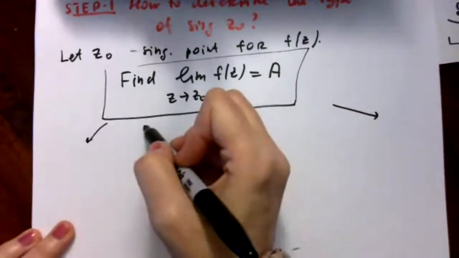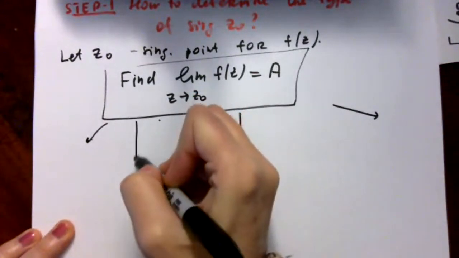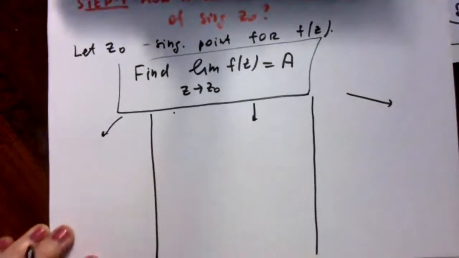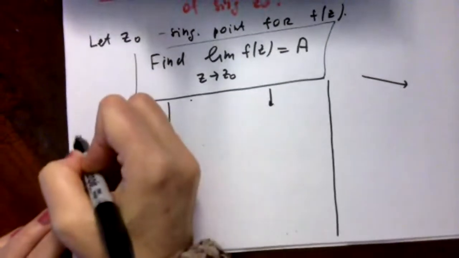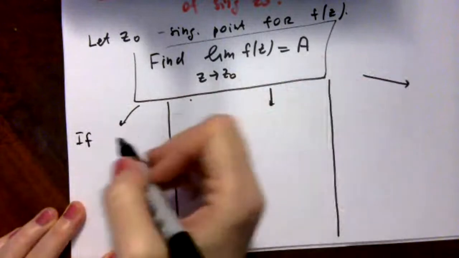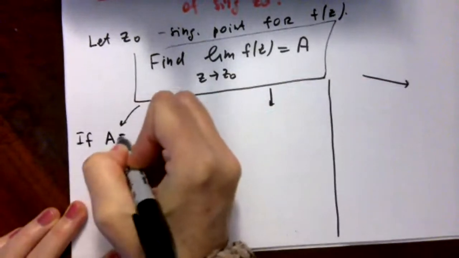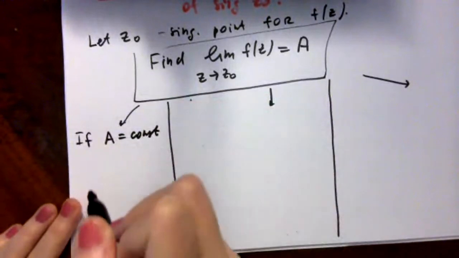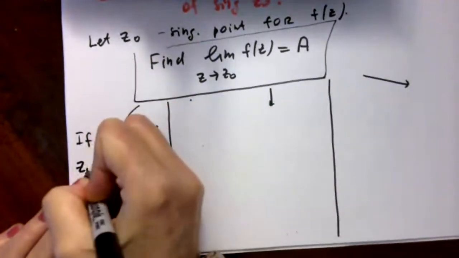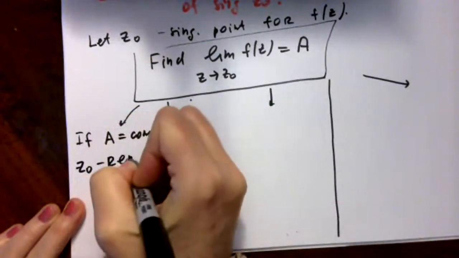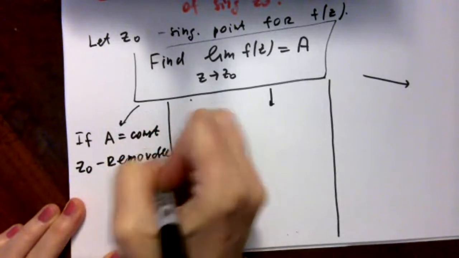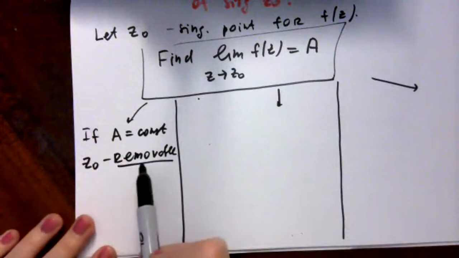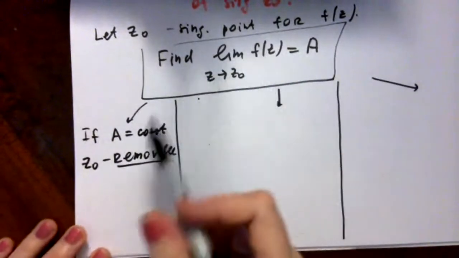And as usual, I prefer to organize everything in columns. So the first column, the second column, and the third column. So what is in the first column? If your limit is a constant, it can be 0, non-zero, it doesn't matter, some constant, then z0 is a removable singularity. So that's how easily the type of singularity is determined by calculating the limit.